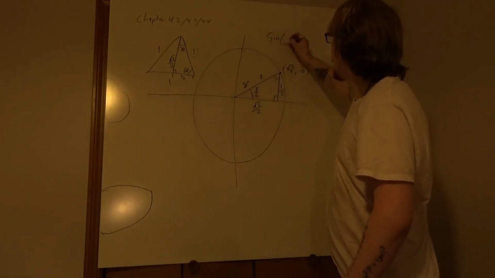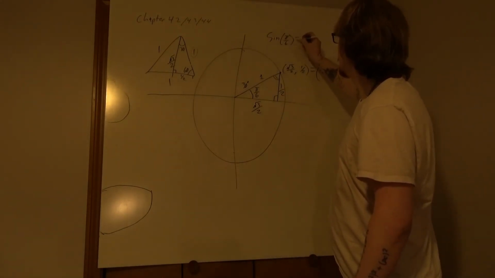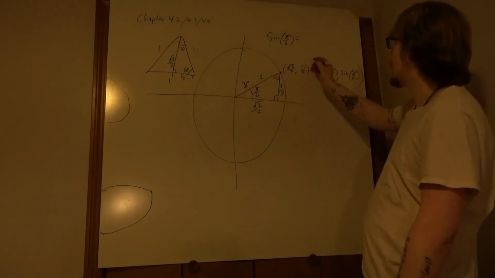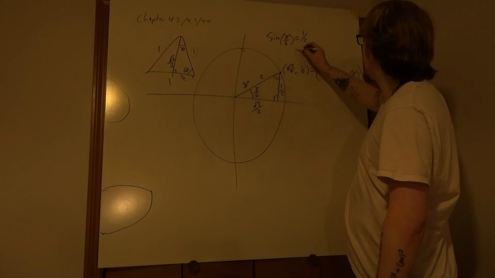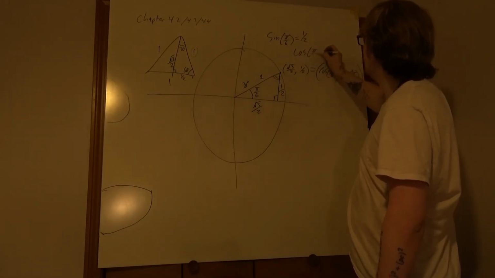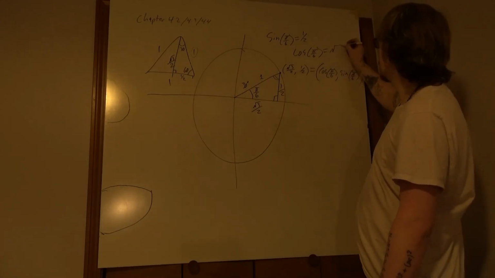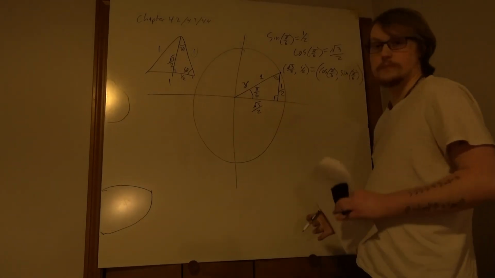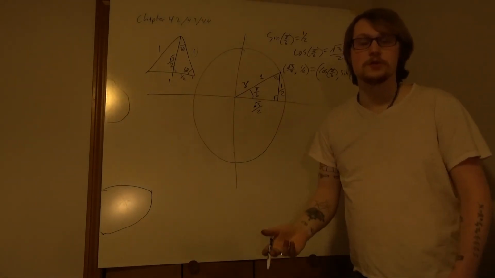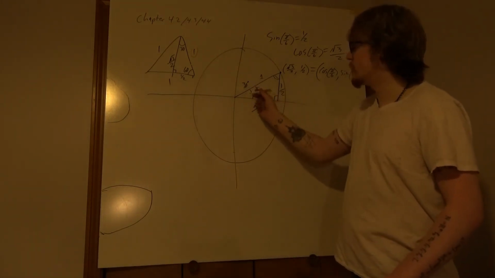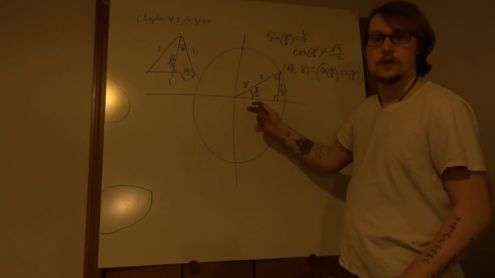That sine pi/6 equals the y value, because that's where they line up, which is 1/2, and the cosine of pi/6 equals the x value, which is √3/2. And so just with these two examples, we have found 45 degrees and we found 30 degrees.